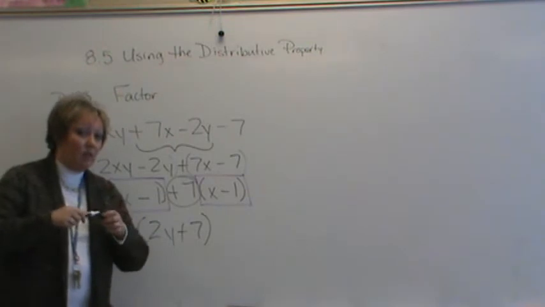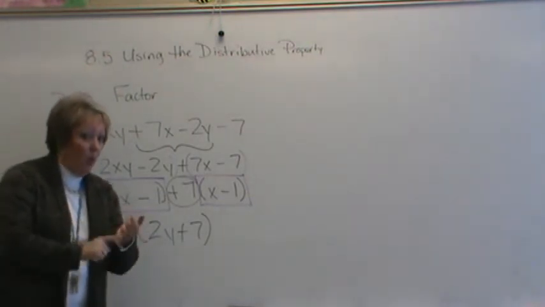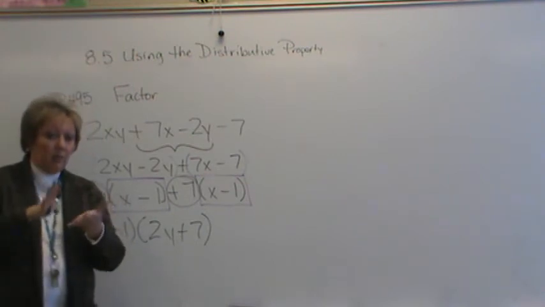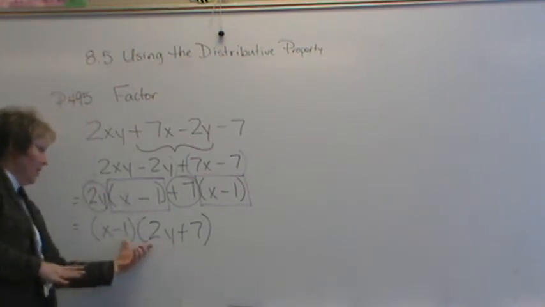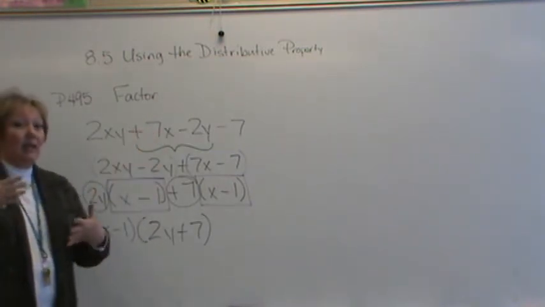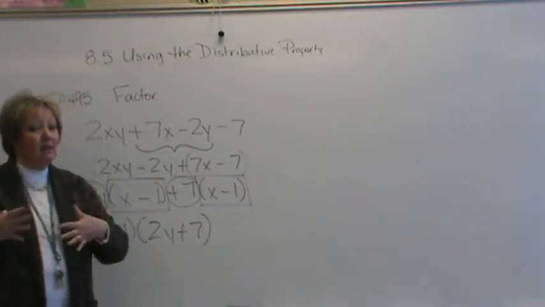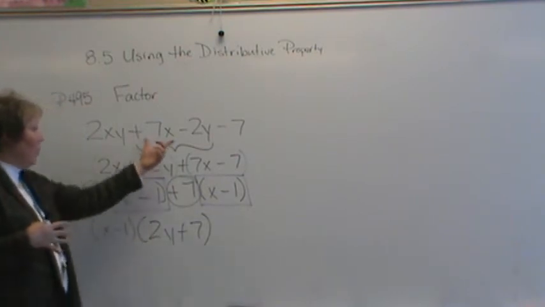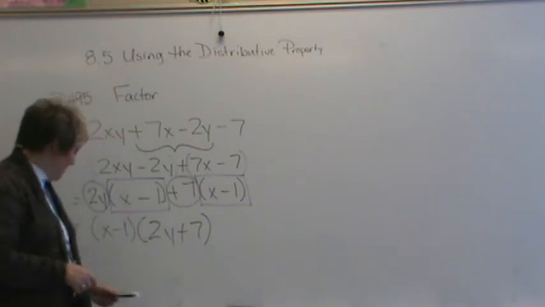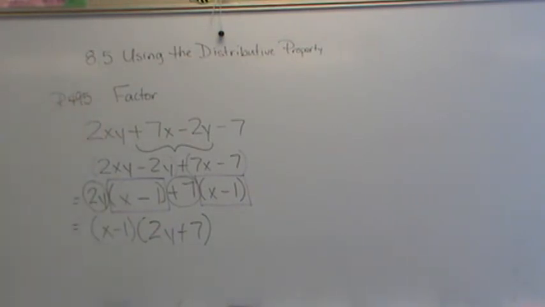Now I'm going to leave this one to you. You can use FOIL, you can use distributive property, or you can use the Punnett square. Try these and see if you get what you started with. If you did, now the terms might be in a little different order, but as long as you get what you started with, you know you factored correctly. Pause the video now if you need to make sure that you get this example in your notes.